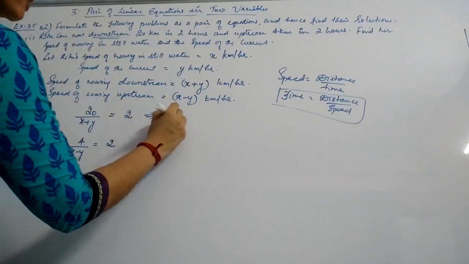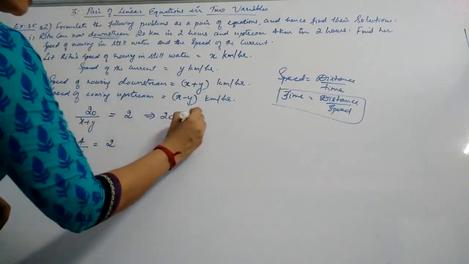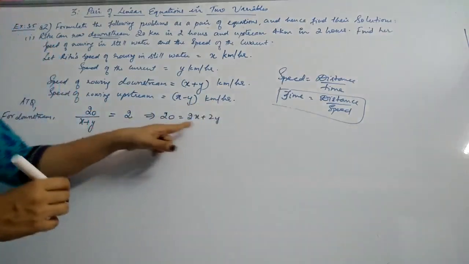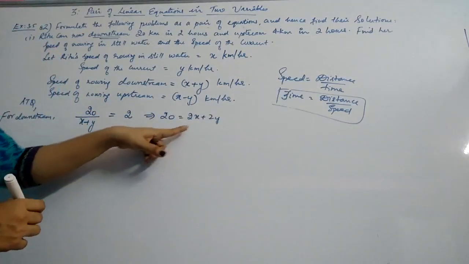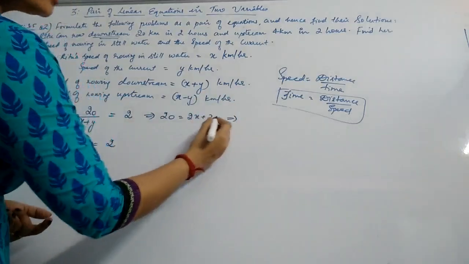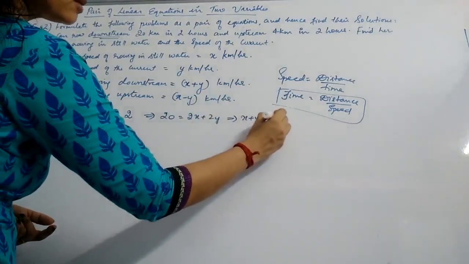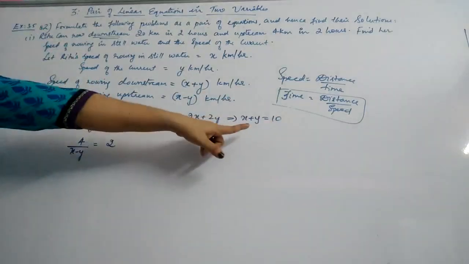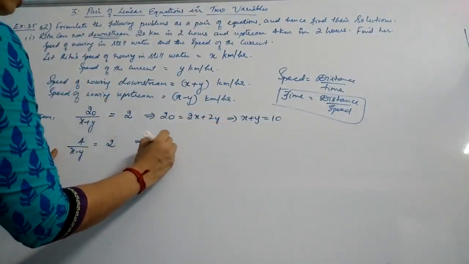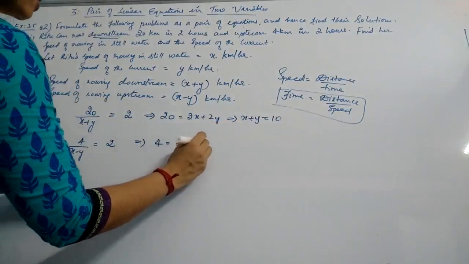That means 20 is equal to, this is taken to the other side, you will get 2 into x plus y, or 2x plus 2y. Again, this can be reduced. You have a common factor here which is 2. So when I am reducing, I will get 10 is equal to x plus y, or x plus y is equal to 10. Right? For the second equation, again you will get 4 is equal to 2x minus 2y.